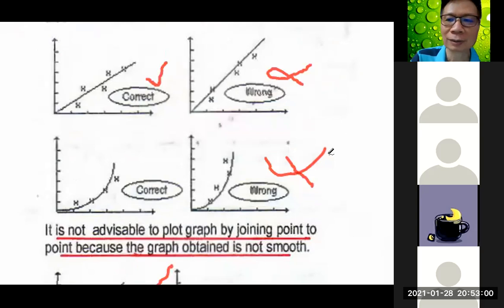Understand already? No need to pass through all the points. We draw the best line, that's all. Okay, understand now? I think you never listened just now, no? Did you listen or not just now?